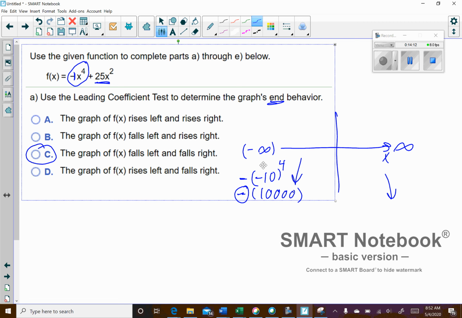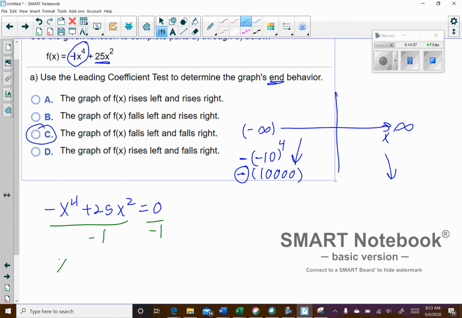Okay, the next part that you're supposed to do is factor it and then figure out the multiplicity. So what I'm going to do here, I have -x to the fourth power plus 25x squared equals 0. I'll start by dividing everything by -1. It's just going to make my life a little bit easier. All I'm trying to do right now is figure out the x-intercepts. So I divide everything by -1, so it changes the signs of everything, and 0 stays 0.